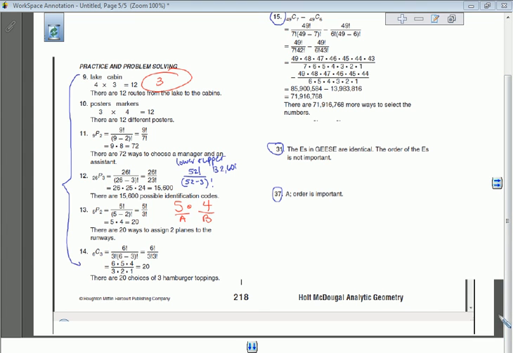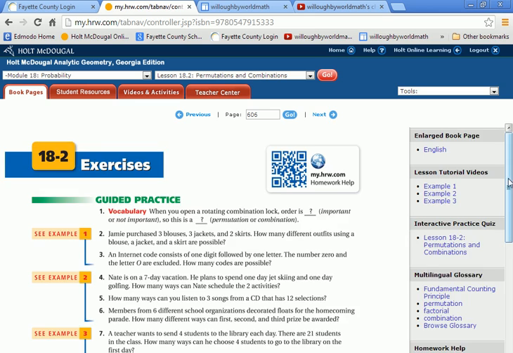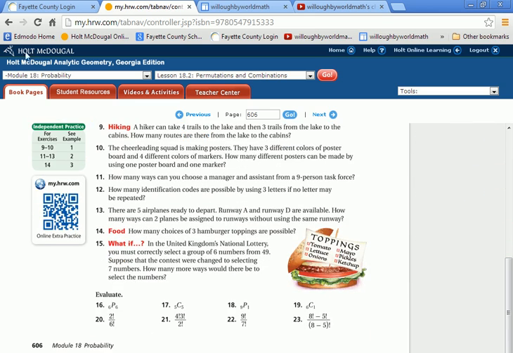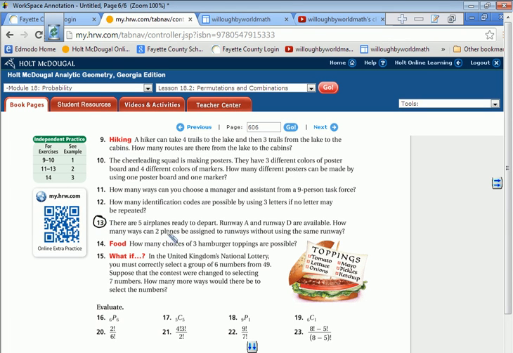Questions about the bookwork? Yes, ma'am. 13, 14, and 15. All right. Good. What else? Okay, so we got 13, 14, and 15. Let me take a look at these. All right, number 13, there are 5 airplanes ready to depart. Runway A and runway D are available. How many ways can 2 planes be assigned on runways without using the same runway?